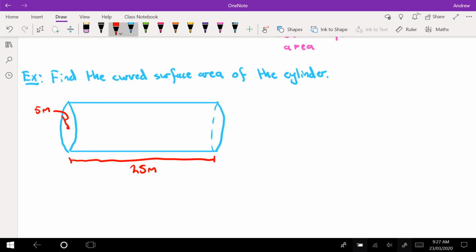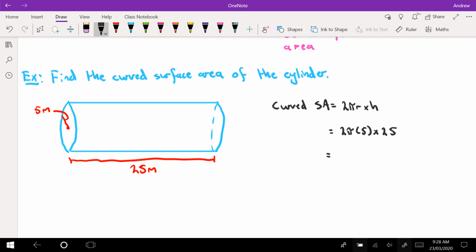Mark, what do I mean when I say the curved surface area of the cylinder? The area of the rectangle alone. Yeah, the area of that rectangle that we can fold out of all of it. So the curved surface area is just equal to 2 pi r times h. 2 pi r being the length of the rectangle and h being the width of the rectangle that forms when we unroll that curved bit. So that's going to be 2 pi times 5 times 25.